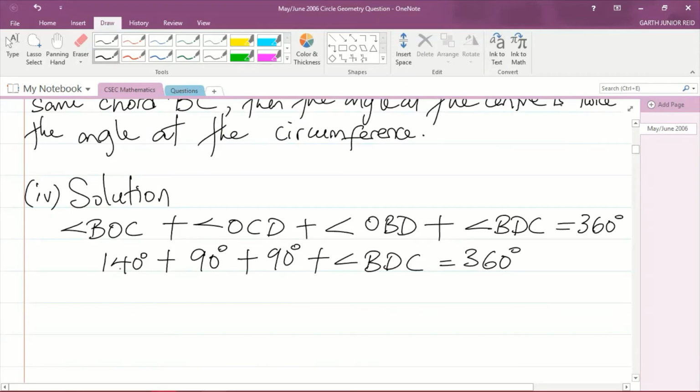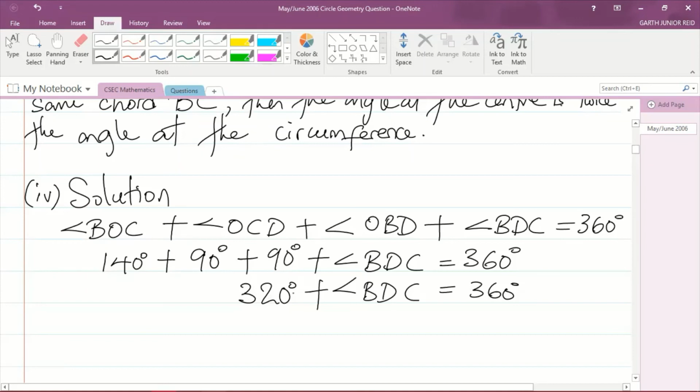So we add all of this, we're supposed to get 360 degrees. So let us just now add the 140 degrees, the 90 degrees, and the 90 degrees. We are to get 320 degrees. All right, when you add that, you get 320 degrees plus the angle BDC equals 360 degrees. So you see that I now have an equation with the angle BDC. So all I have to do now is just to transpose in order to get the angle BDC as the subject. Okay, so what I'm going to do now is subtract both sides of the equation by 320 degrees to get rid of the 320 degrees on the left-hand side here.